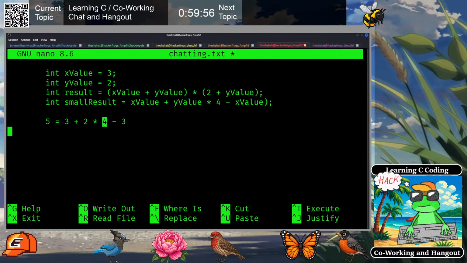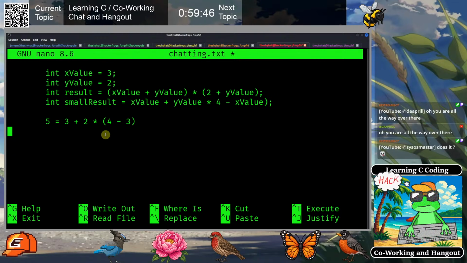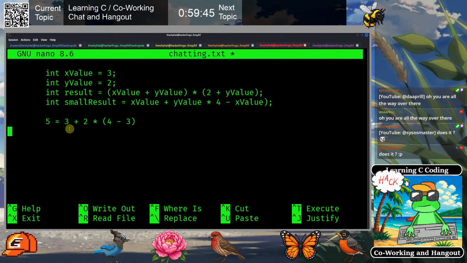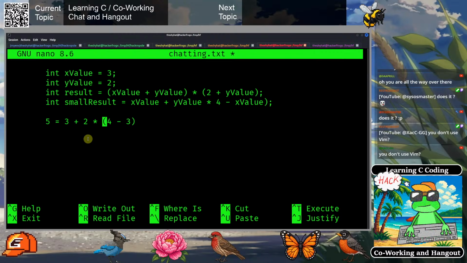So yeah, we don't need to do any parentheses here. No, we do need to put parentheses for 4 minus 3, like this. Otherwise it doesn't work. So this would be 4 minus 3, which is 1, times 2. 1 times 2 plus 3. 1 times 2 plus 3 is 5.